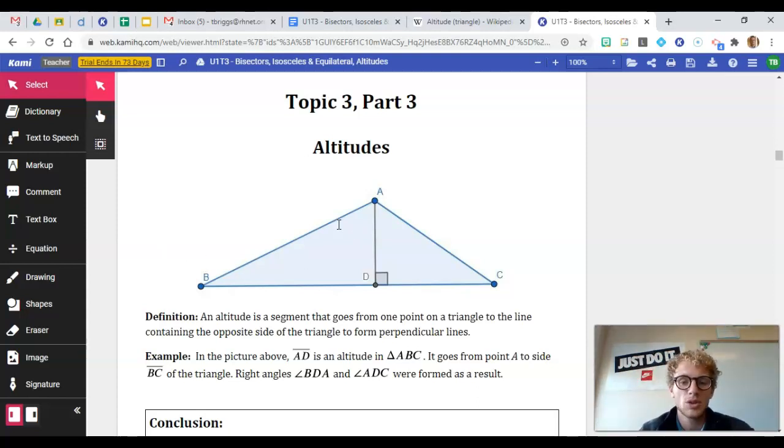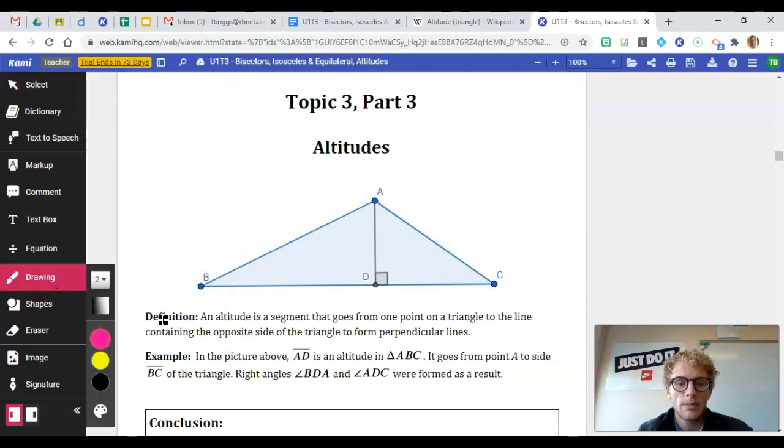And it's the same thing with triangles. If we think about this as a mountain, then the height would be straight up and down. So this is an altitude. This line segment right here, AD, is the altitude. You do not have to worry about the construction of an altitude, although I have made a video for it if you are interested.